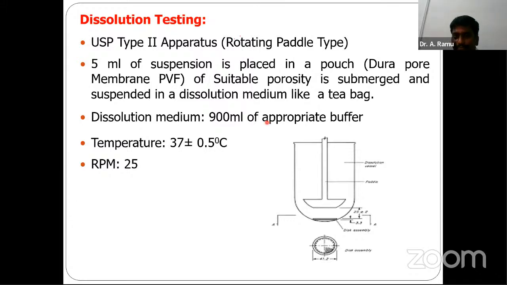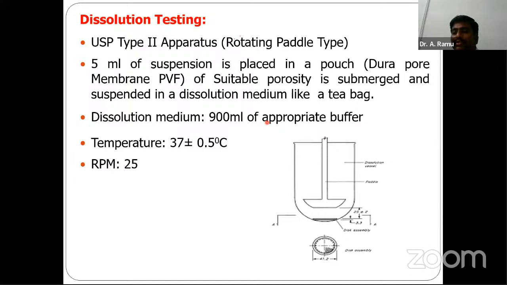And the last unofficial test for suspension is dissolution testing. What is the purpose of performing dissolution testing? Since suspension consists of insoluble solid drug particles, which need to convert into solution form before crossing the biological membrane, for that purpose we can also perform in vitro dissolution studies for these suspensions.